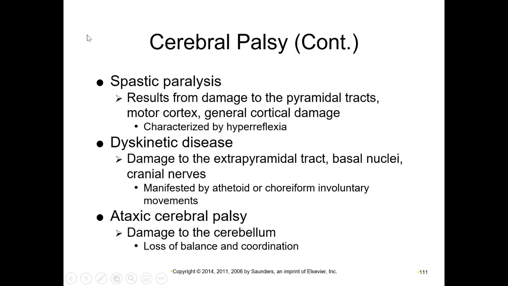All right, a spastic paralysis then. It results from damage to the pyramidal tracts, the motor cortex, the general cortical damage. Hyperreflexia is what you will see. Dyskinetic disease is where there is damage to the extrapyramidal tract, the basal nuclei, the cranial nerves. There are those choreiform involuntary movements that you may see in dyskinetic disease. And then there's ataxic cerebral palsy, where there's damage to the cerebellum and there's loss of coordination, loss of balance.